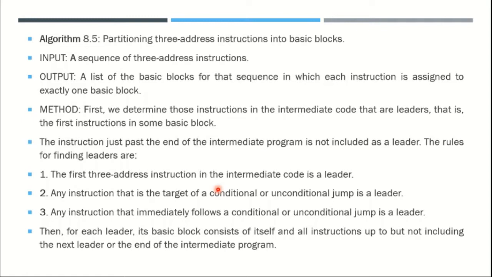Here the method we use for converting from intermediate code representation to basic blocks depends on 3 rules. With the help of these 3 rules, we can divide 3 address code instructions into basic blocks. Out of those 3, the first rule is that the first 3 address instruction in the intermediate code is a leader.